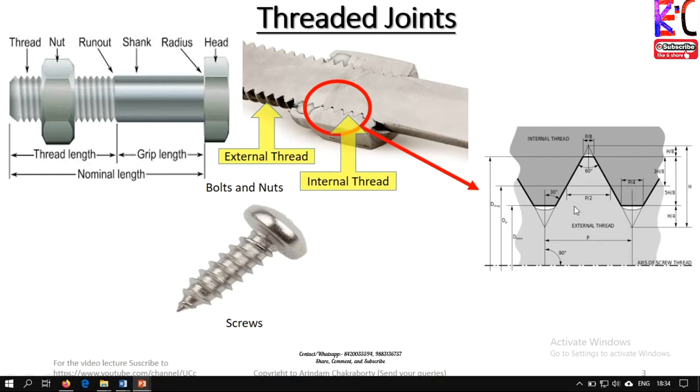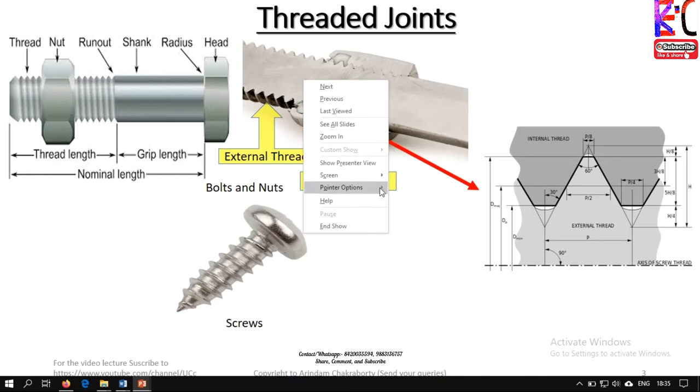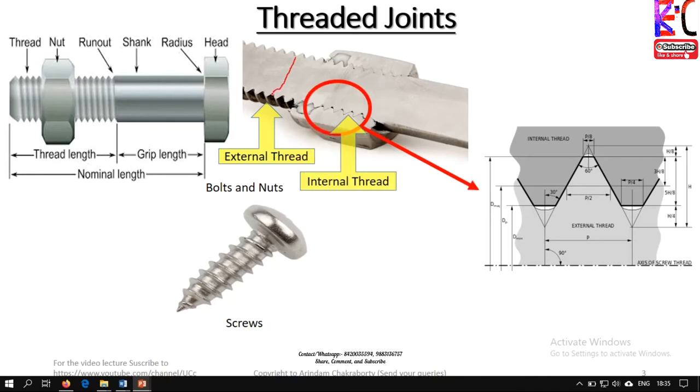From this point to this point is termed as pitch, P-I-T-C-H, pitch. There are many types of definitions on this. From this point to this point, let me take a pen, this is termed as D minor, that is called the lowest diameter of the screw or of the bolt. And from this point to this point is termed as D major. Like what you do in guitar, D minor, D major. This is the same thing: D minor is the diameter of the minor thread, and D major is the diameter of the major thread, or the maximum thread.